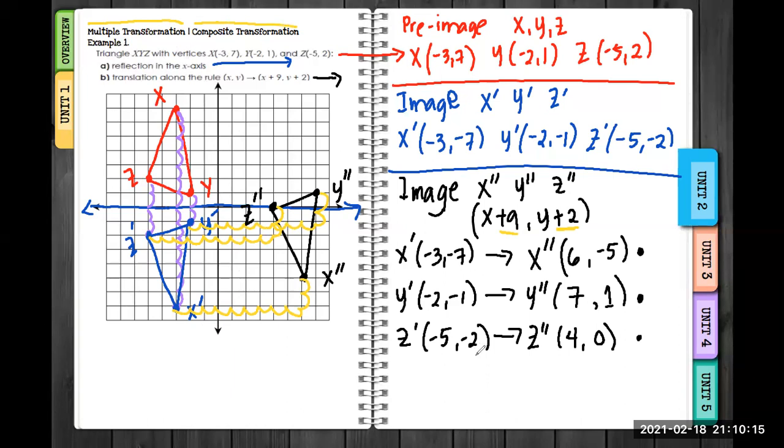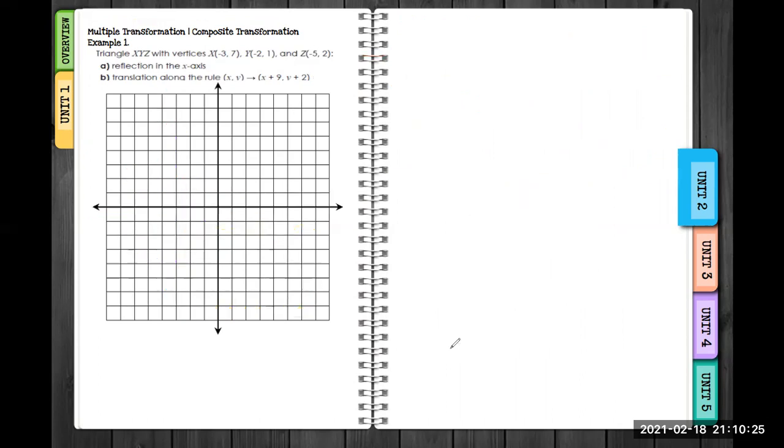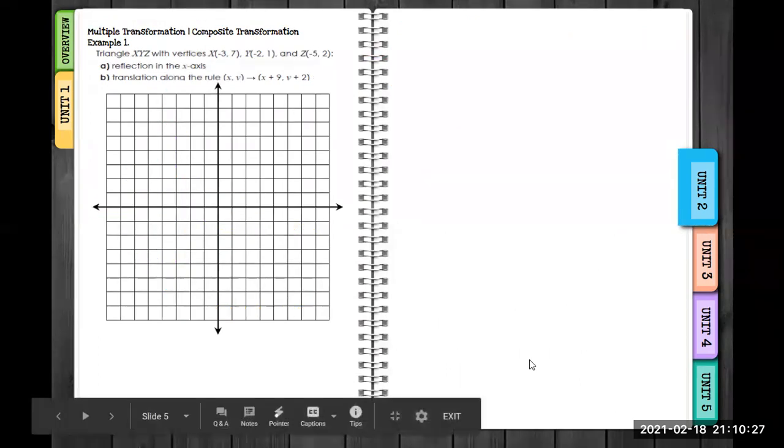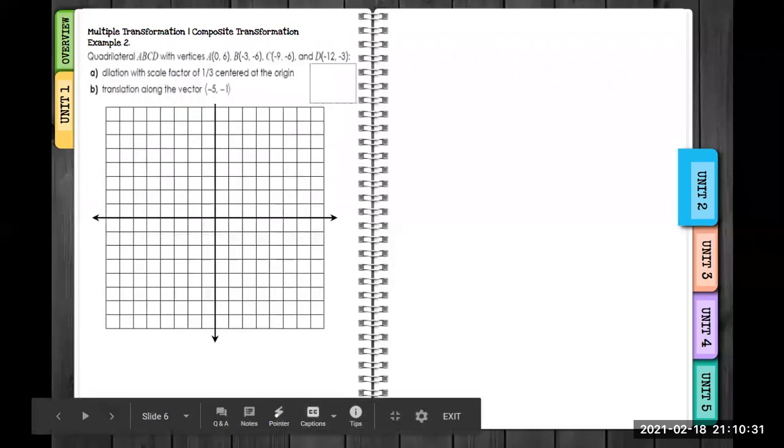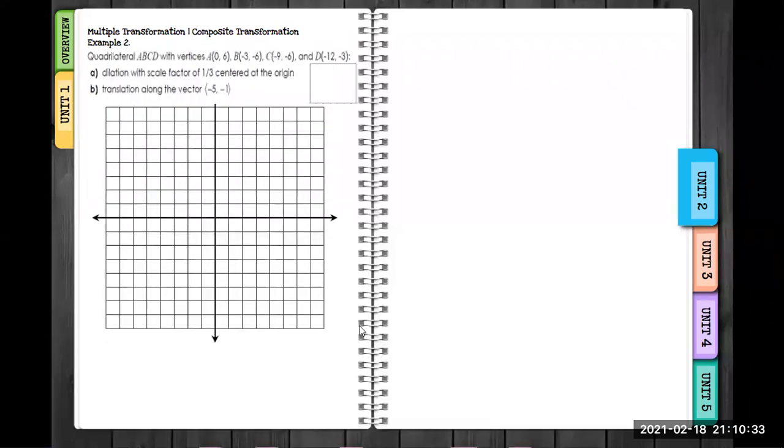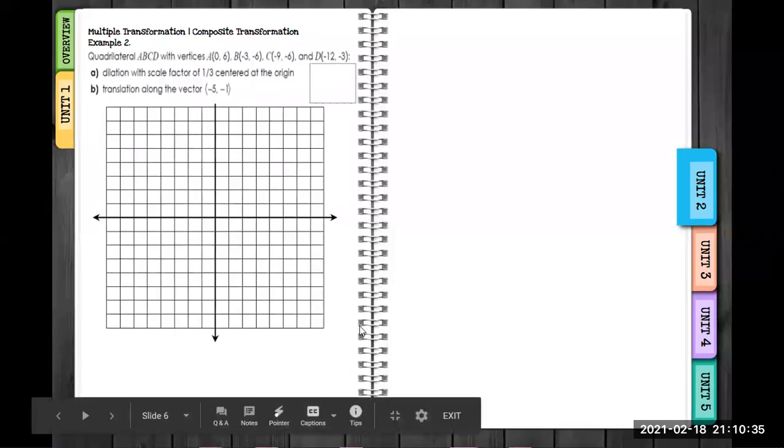Okay, let's have another example. You can pause this video, go back and try to watch it one more time. Let's go to the second example. The second example requires us to dilate and at the same time translate again. Okay, let's see.